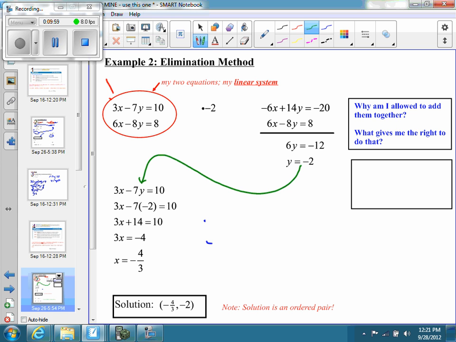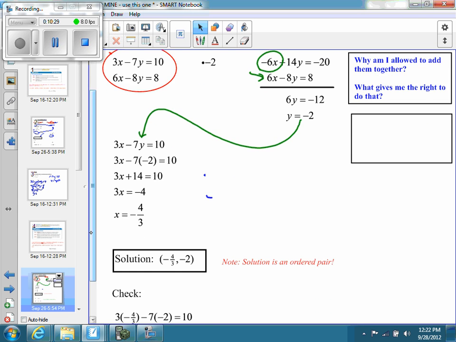I have to find a way to solve for one of the variables. In this way, I use the elimination method by multiplying, in this case, the top equation by -2, so that I get -6x, which would cancel out the 6x. Now, I could have also done it another way, but let's do this. I plug my y in over here, and I get my solution, an ordered pair of -4/3, -2. My x value and my y value.